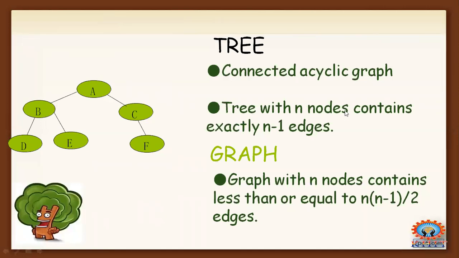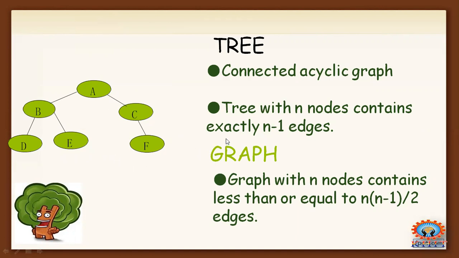A tree with n nodes contains exactly n minus 1 edges. This is the thumb rule. Consider the tree. How many nodes or vertices are there? There are 6 vertices or nodes, namely A, B, C, D, E, F. Total number of nodes or vertices of the given tree is 6. But how many edges can the tree contain? N minus 1 edges.